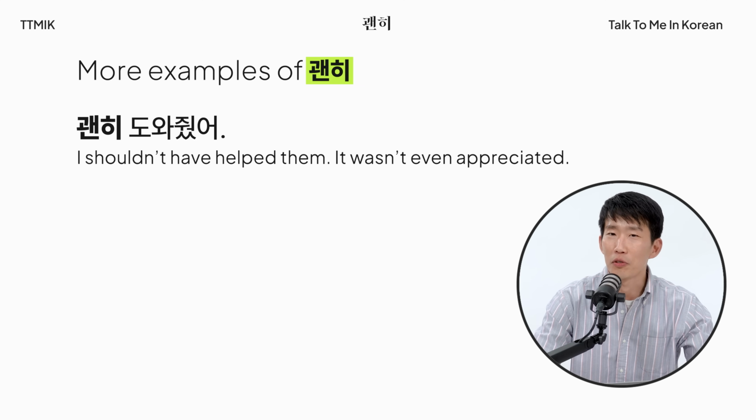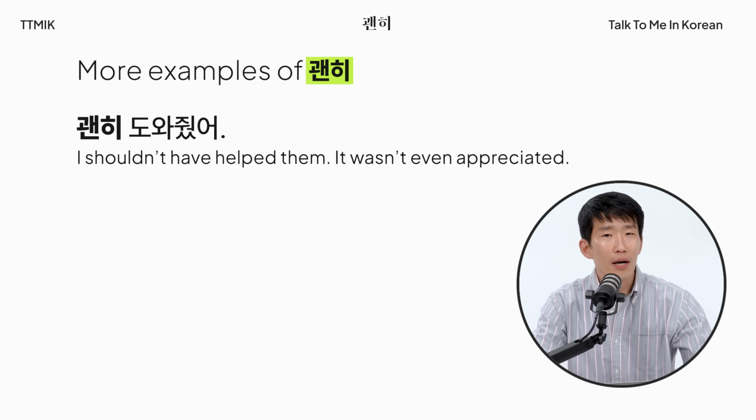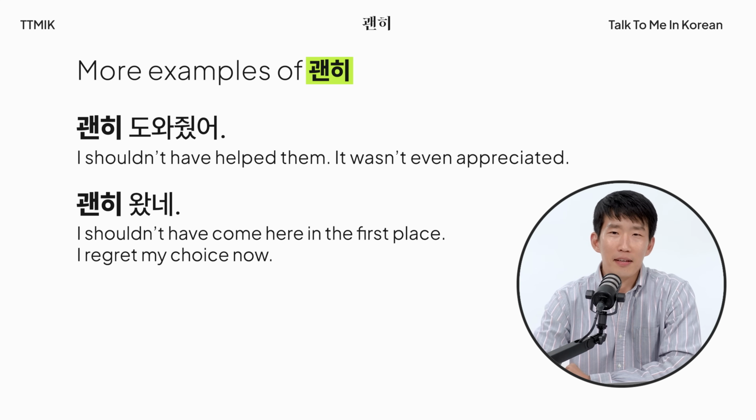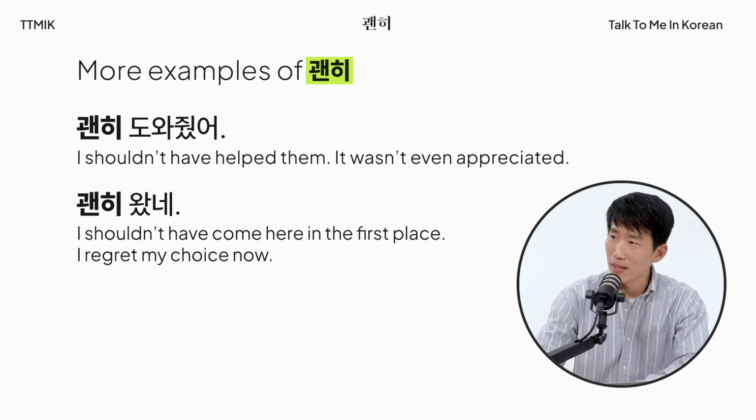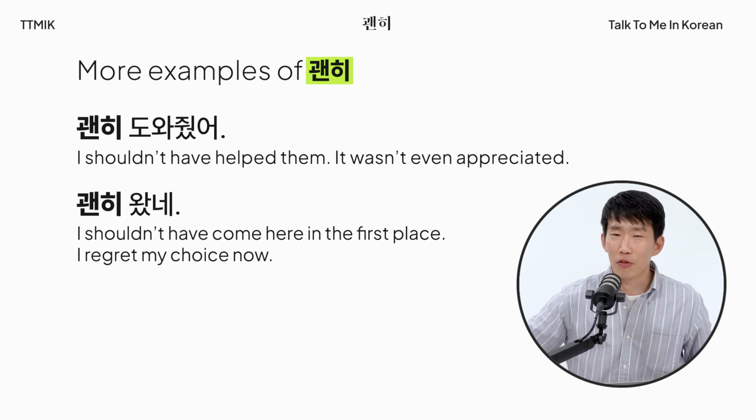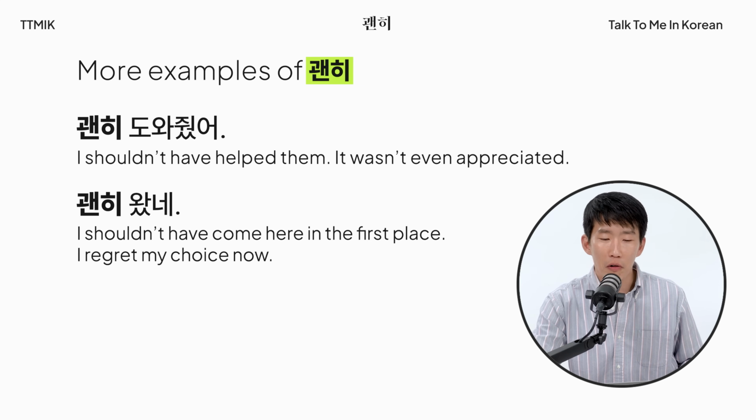You're like, 괜히 도와줬어. 괜히 도와줬어. So you can say this about a complaining sibling or an ungrateful friend. 괜히 왔네. You shouldn't have come all the way here in the first place. You regret your choice now. 괜히 왔네. So there's a line in front of the restaurant. 괜히 왔네. I should have called.